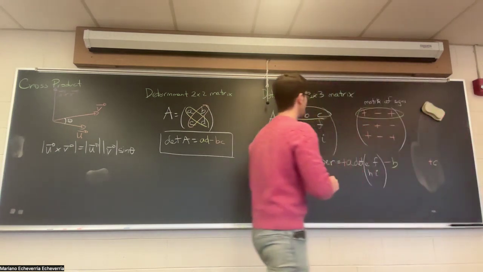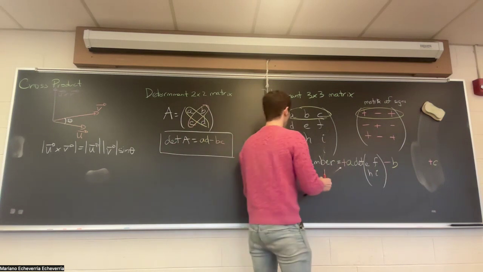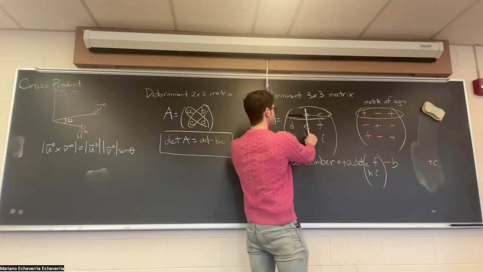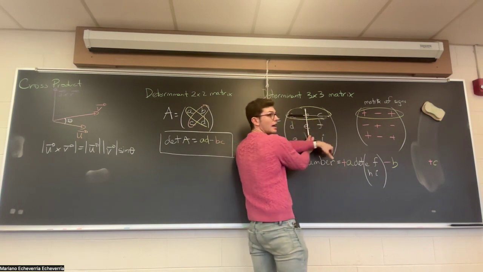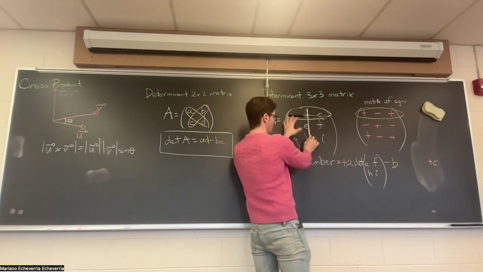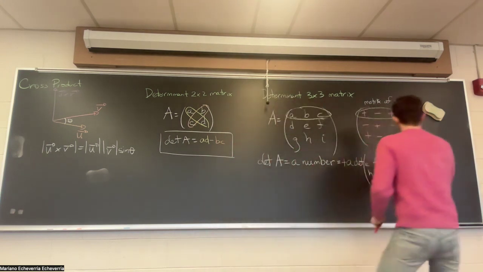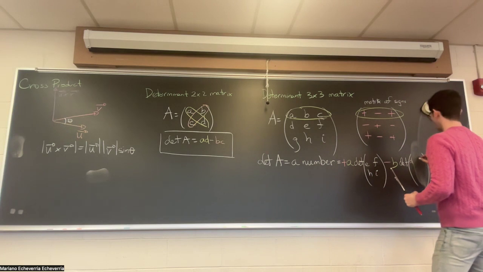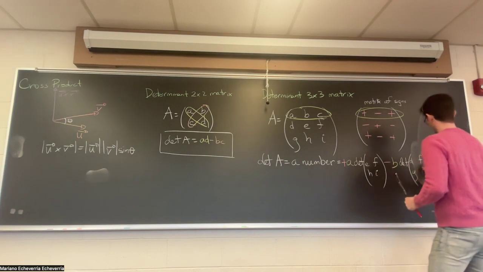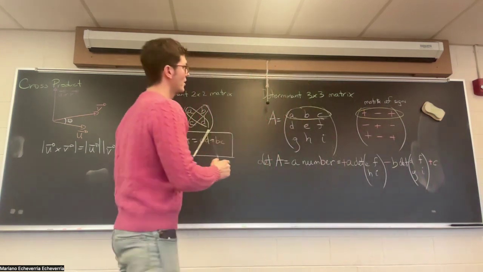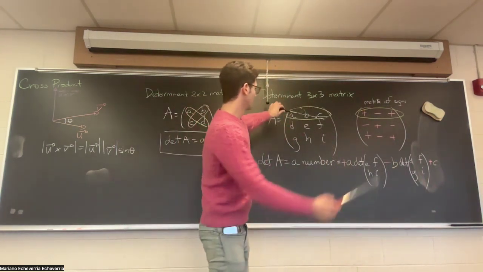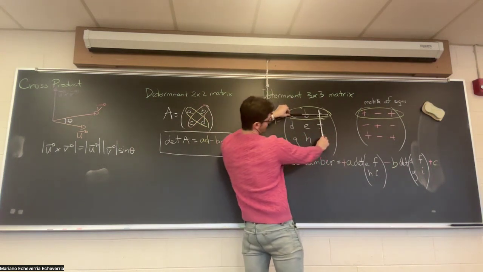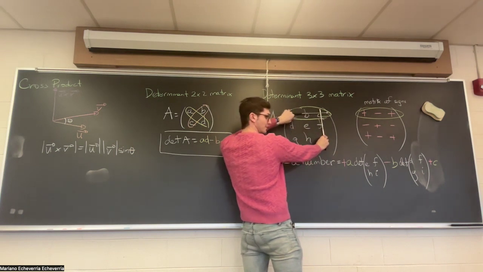And then let's move to the next one, which is B. B belongs to the first row, second column. If you remove those, you get D, F, G, I, and you take the determinant of that 2 by 2 matrix. And the last one is C. C belongs to the first row, third column. So you remove the first row, third column, and then you get this 2 by 2 matrix, and you take the determinant of that.